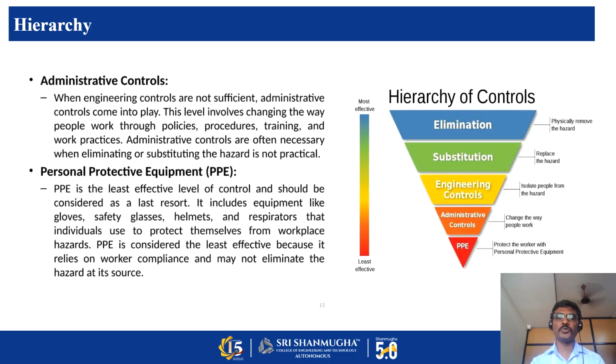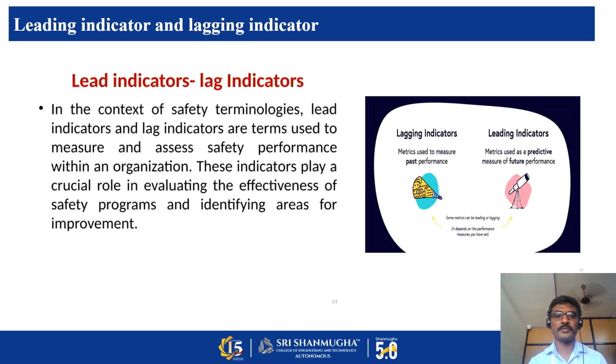Then administrative control. When engineering controls are not sufficient, administrative controls come into play. This level involves changing the way people work through policies, procedures, training, and work practices. PPE. PPE is the least effective level of control and should be considered a last resort. It includes equipment like gloves, safety glasses, helmets, and respirators that individuals use to protect themselves from workplace hazards.